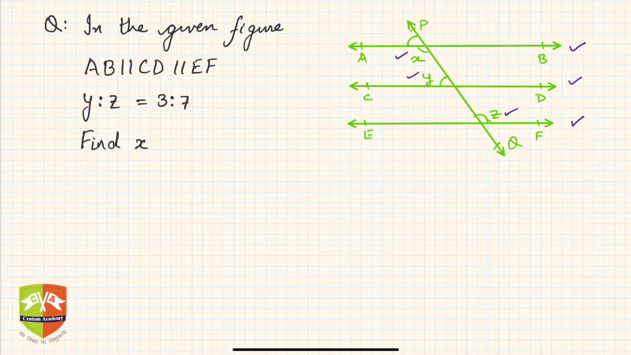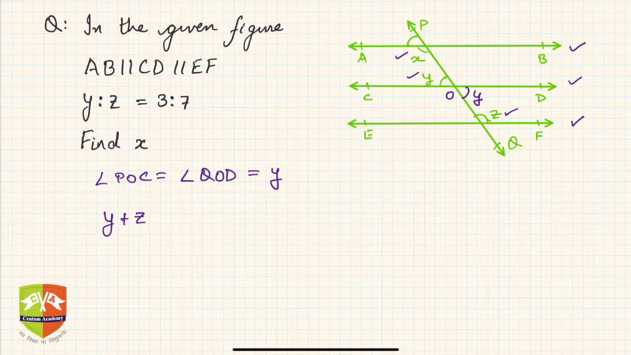So Y is to Z as 3 is to 7. First of all, you can see that this angle is also Y because this is a vertically opposite angle. So hence, if I name this point O, angle POC is equal to angle QOD, which is equal to Y. Now Y plus Z is equal to 180 degrees.